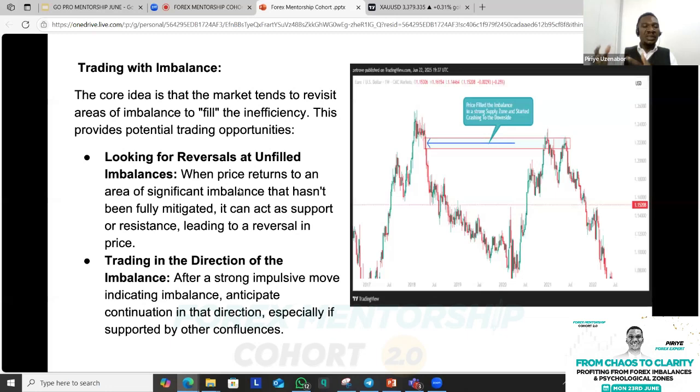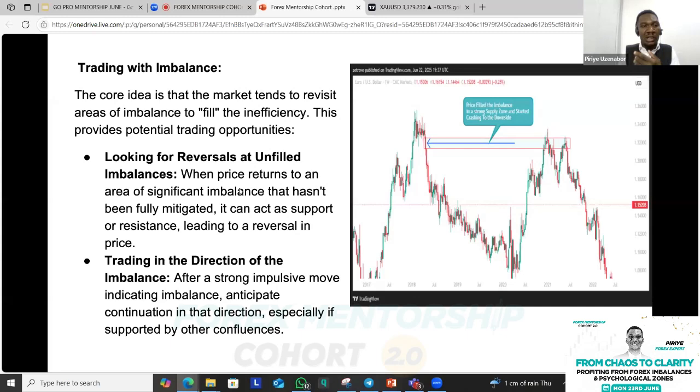So how can we trade with imbalance? How do we use the concept of imbalance to make money? I've written down some steps that we can use to make money with imbalance. Now, the core idea is that the market tends to revisit this area of imbalance to fill the inefficiency. So now this already provides a trading opportunity for us.